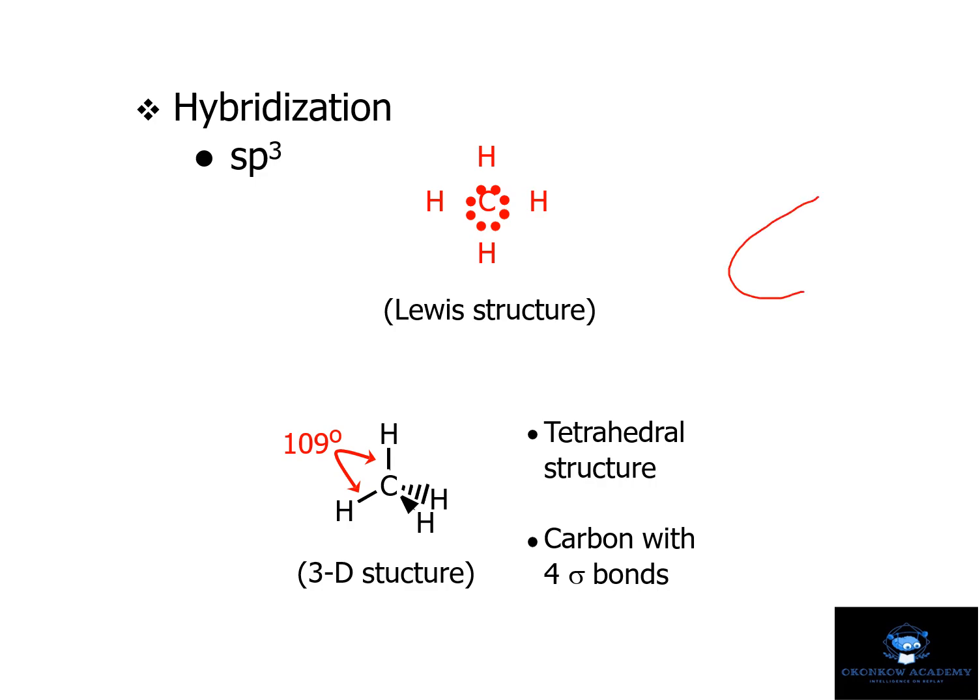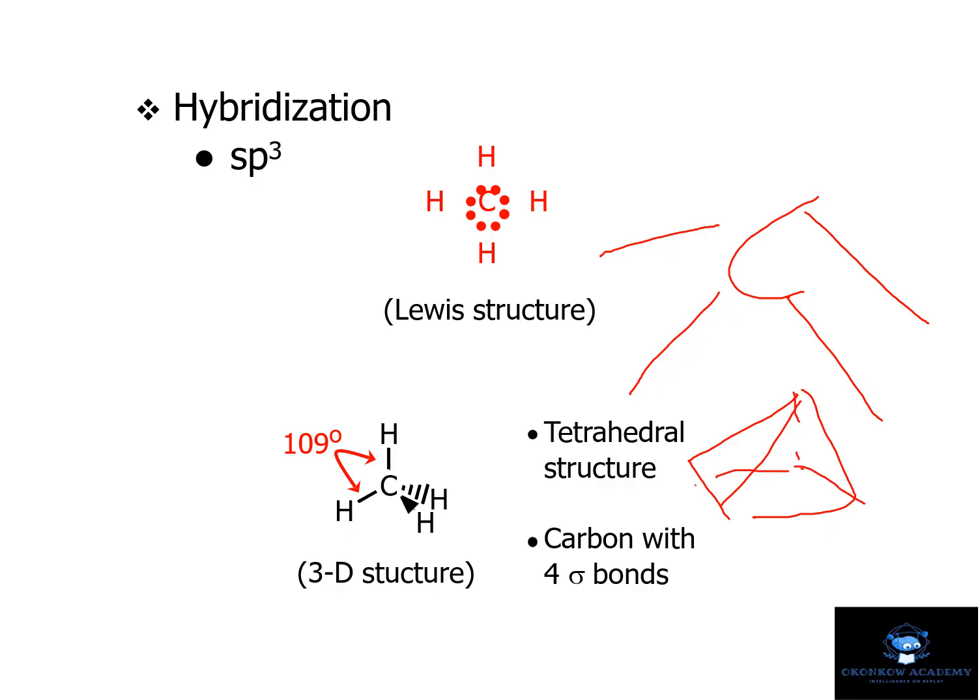So if you have the carbon, you can have something like this. It's like a pyramid, right? That's what comes from the tetrahedron. Tetrahedron, like a pyramid. So this is the 3D reality of organic molecules, and you need to be comfortable visualizing it, because you will need this.